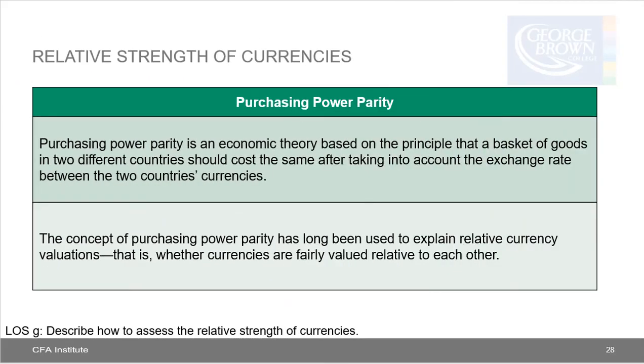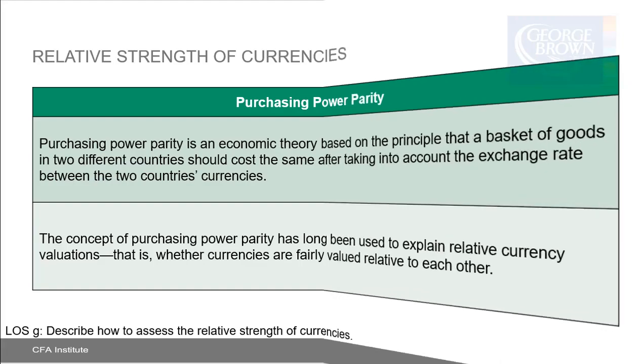Learning outcome statement G is describe how to assess the relative strength of currencies. So we look at purchasing power parity, PPP, an economic theory based on the principle that a basket of goods in 2 different countries should cost the same after taking into account the exchange rate between the 2 currencies. The concept of purchasing power parity has long been used to explain relative currency valuations, that is, whether currencies are fairly valued relative to each other.